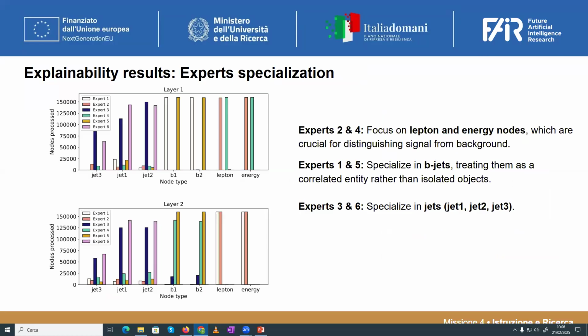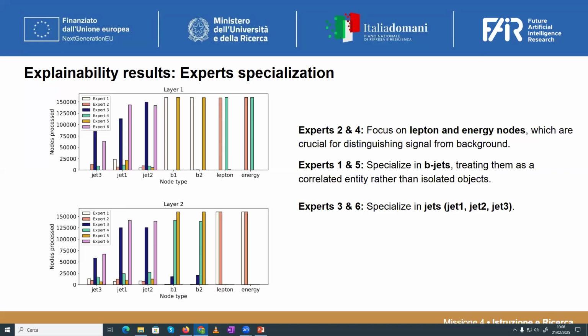And finally, here we can also see the expert specialization for both layer 1 and 2. As we can see, in the first layer, for example, experts 2 and 4 focus on lepton and energy nodes, which are crucial for distinguishing signal and background, while experts 1 and 5 specialize on widgets, and experts 3 and 4 specialize on jets.